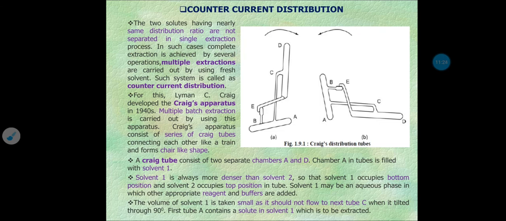So here we stop the lecture. In the next lecture we will see the countercurrent distribution experiment. That means multiple batch extraction is carried out by countercurrent distribution using Craig's apparatus.